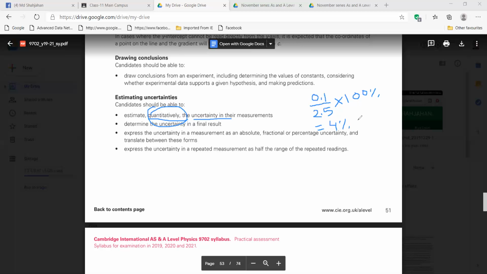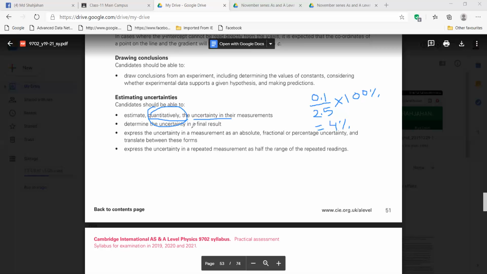Clear now how to calculate the uncertainty? Yes, sir. So this way we are calculating the uncertainty in our measurements. Similarly, we are measuring this uncertainty for time. In length also we get the uncertainty this way. Okay, done. This part is done.